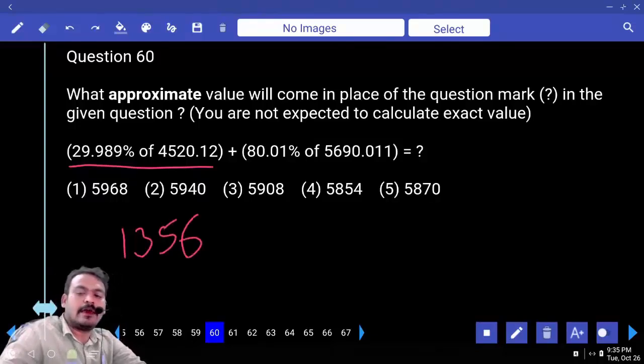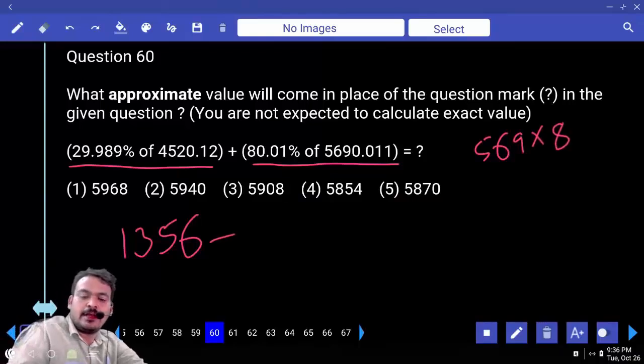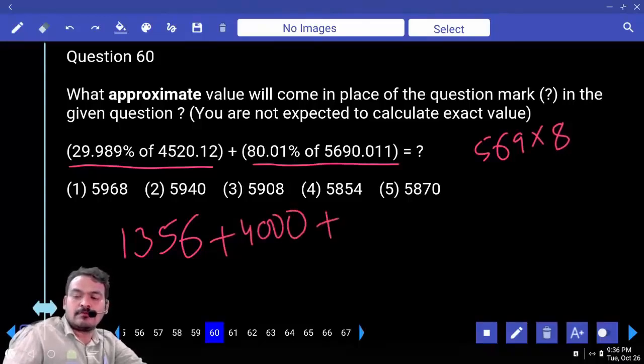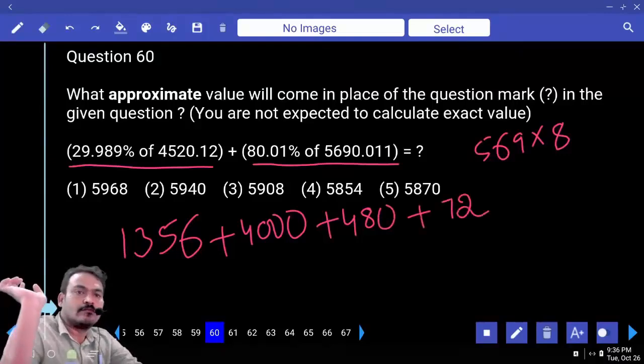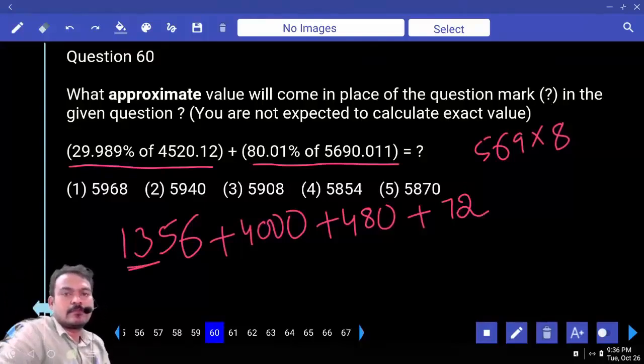Next, the second one, 80% of which value? 5690. 80%. What is the 10% value? 569. How many times do we need? 8 times, or not? 8 times. 8 into 500 is 4000, or not? 8 into 60 is 480. 8 nines are 72, or not? Okay.